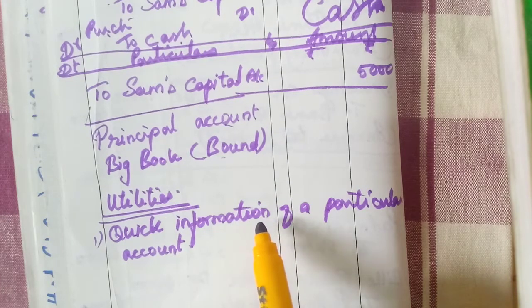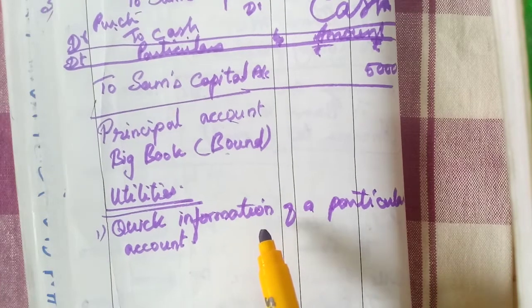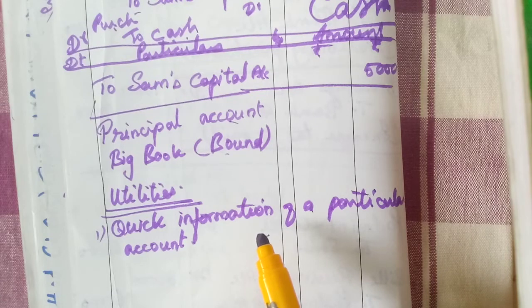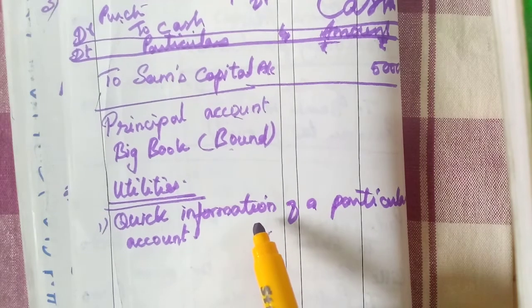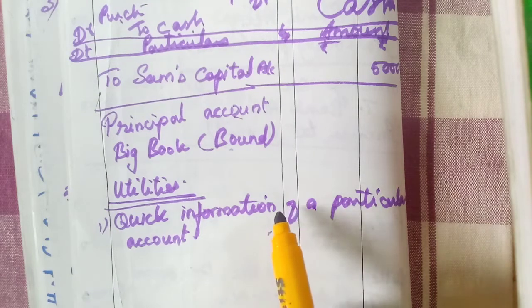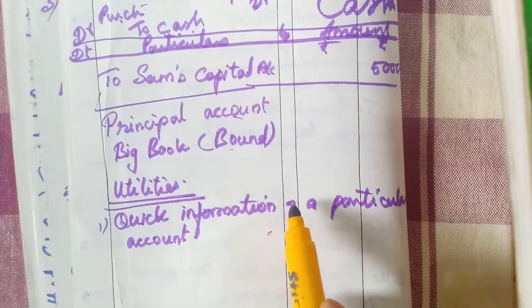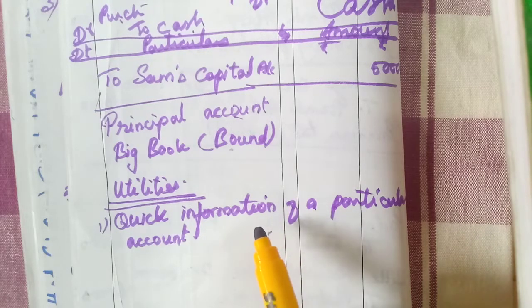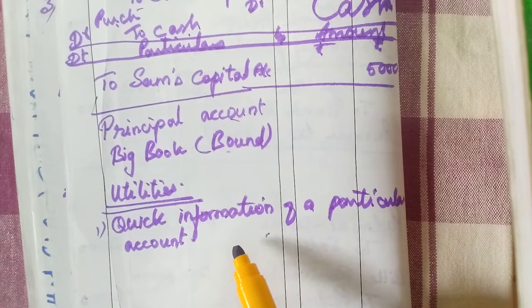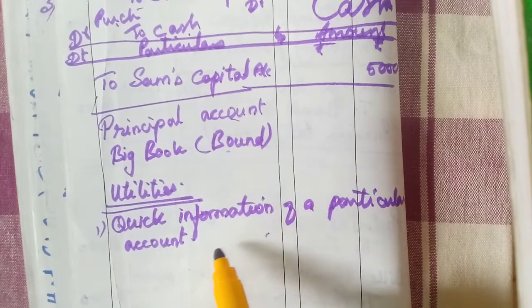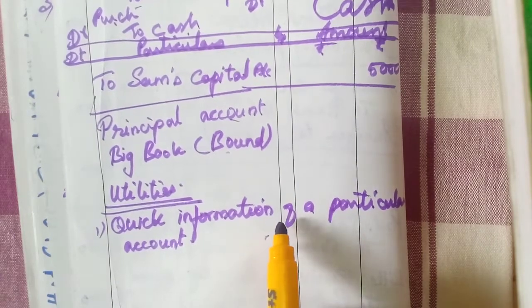If it is purchases, what can we get from the purchases account? How many credit purchases we have made, then how many cash purchases we have made. Then if it is a creditors account or debtors account, how much we have received, how much we have paid, how much we have sold to those customers. All the information can be collected from one account.